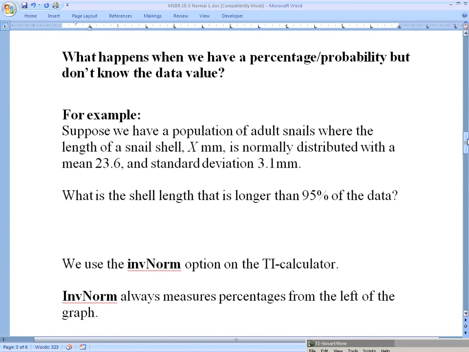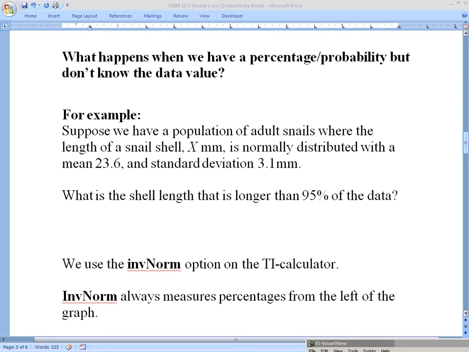So what happens when we have a percentage or probability but don't know the data value? For example, suppose we have a population of adult snails where the length of a snail shell, x, is normally distributed with a mean of 23.6 and a standard deviation of 3.1. What is the shell length that is longer than 95% of the data?